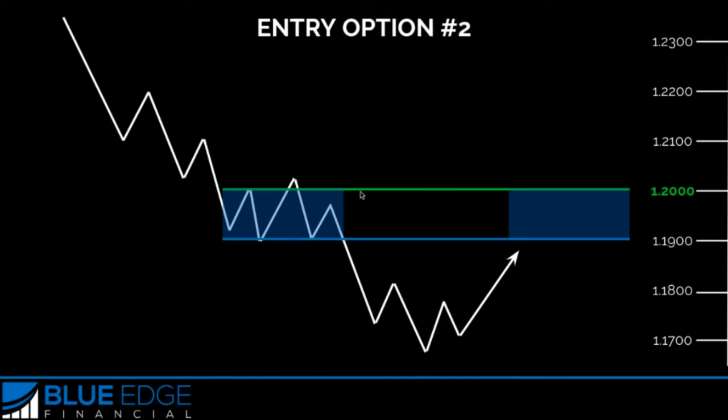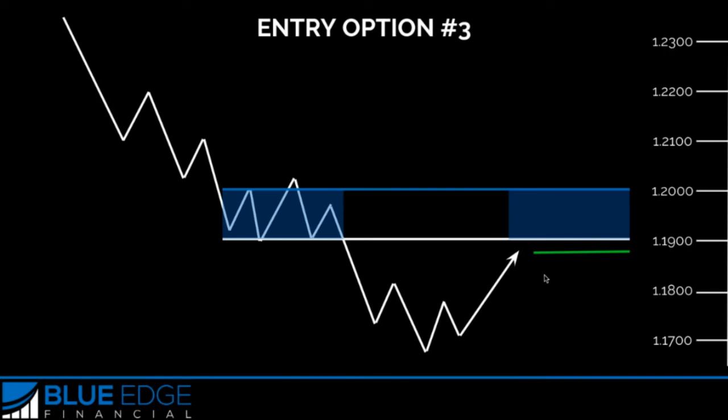Entry option number 2 is to wait until the pair reaches the top of the consolidation area and to go short at this price level of 1.2000. This is potentially a really strong resistance level. The only problem with this is that you run the risk of the market not getting all the way up here before turning and dropping back down, and you would miss out completely on the opportunity.